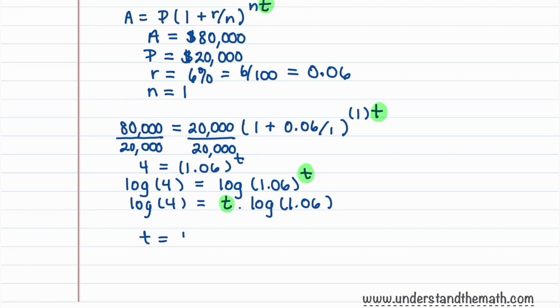T is then log of 4 all divided by log of 1.06. You can put that in your calculator, and when you do, you end up with 23.8, and t is in years, so this is 23.8 years. So Omar starts with $20,000. He invests it for 23.8 years at 6% compounded annually, and he ends up with $80,000.